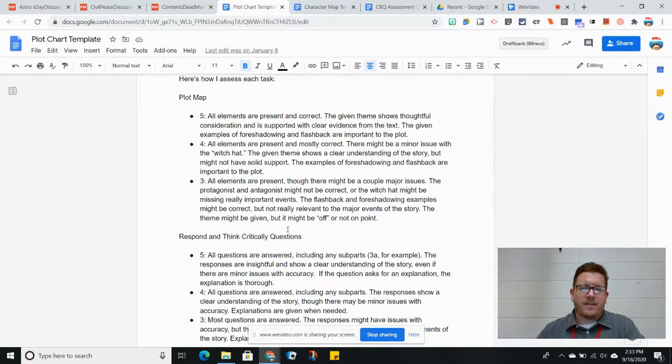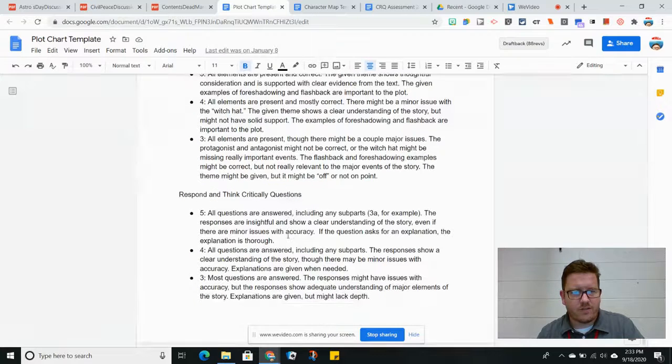Basically, to get a 5, you've got to have all of the elements of the map present, and the map has to show clear insight into the story. You've got to take into account all parts of the story for each map and show that you've really thought it through and gone beyond just the basic part of the story and characterization.